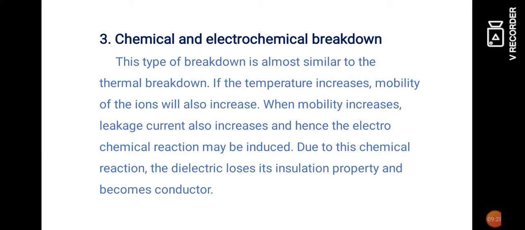The third breakdown is chemical and electrochemical breakdown. This type of breakdown is almost similar to that thermal breakdown. If the temperature increases, the mobility of the ions will also increase. Mobility means the speed of the electrons or the ions. When mobility increases, leakage current also increases, and hence the electrochemical reaction may be induced. Due to this chemical reaction, the dielectric loses its insulation property and becomes a conductor.